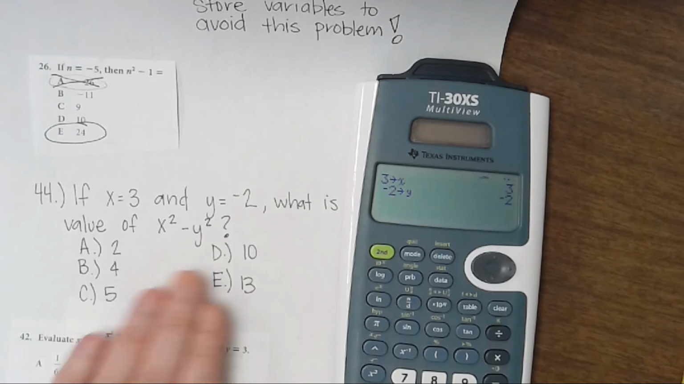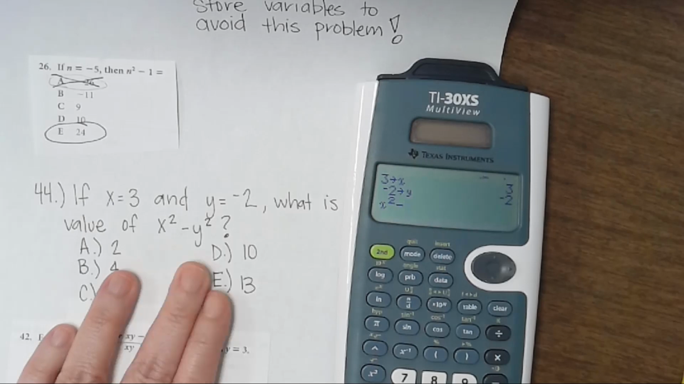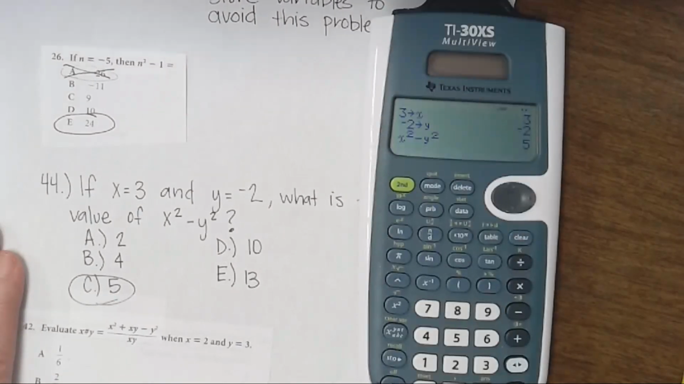I'm gonna put in x squared minus y squared. I'm going to hit enter, and it's going to give me the answer, 5. The answer is C. See how easy that is? You need to remember these buttons, store and the variable button. Okay.